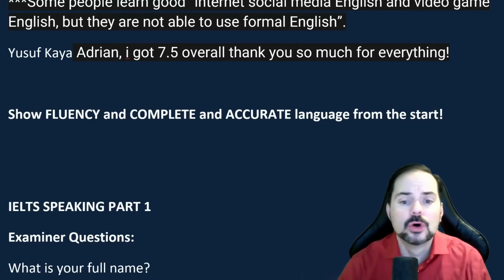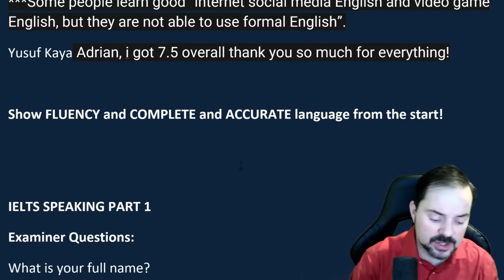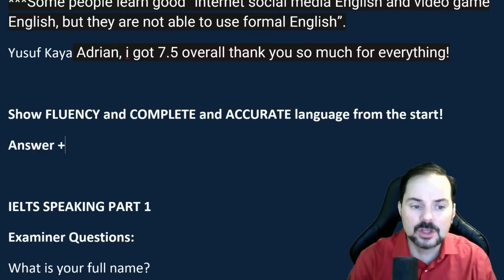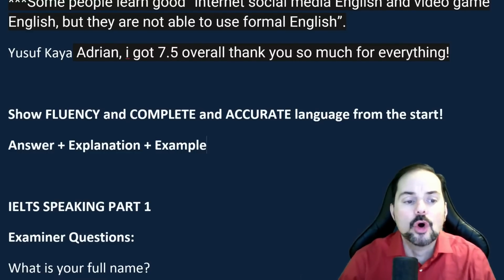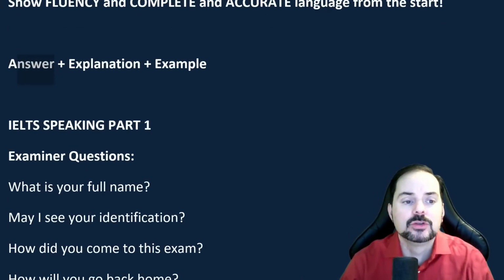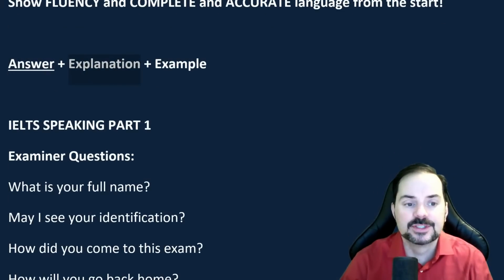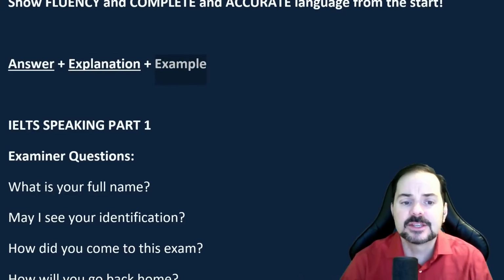Okay, so show fluency. Complete and accurate language. That means start with an answer. You need an explanation. And I'm going to give you a little bit more on here and then an example. Okay. So always think about it this way. Now, those of you who watch classes regularly, you really should remember this because I start with this all the time. Why? Because it's easy to forget. Okay. And stay in this order.